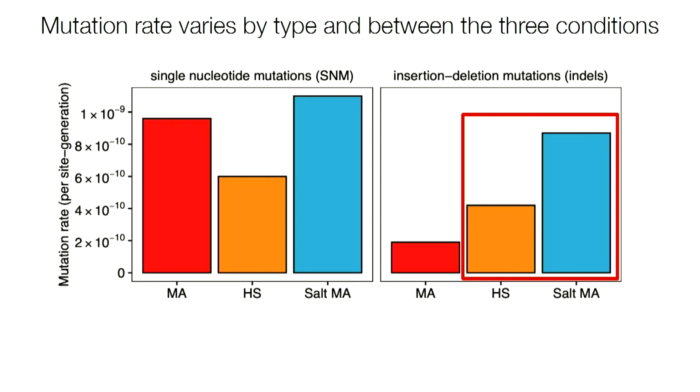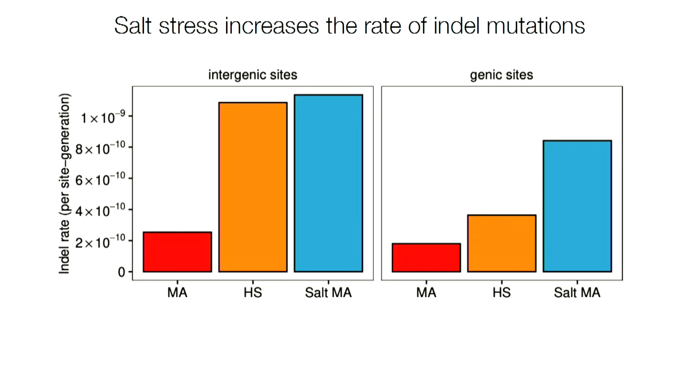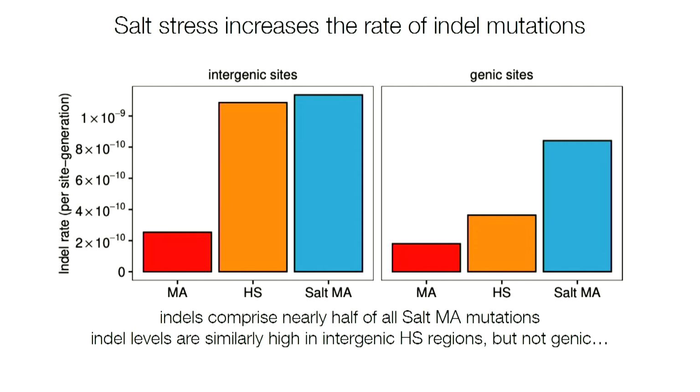We decided to dissect it a bit further by looking at indels within genes and outside of genes. And what we see looks something like this. On the left-hand panel, we've got the indel rate in intergenic sites, and on the right-hand panel, in genic sites. What we see is that there are a lot of indels in both salt conditions, and as far as intergenic sites are concerned, the indel rate is essentially almost the same. But in genic sites, far fewer of those indels are actually retained.